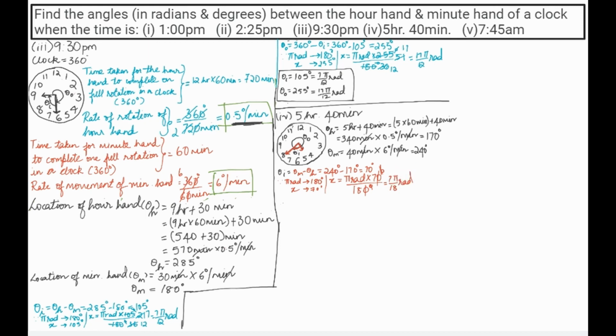Outer angle theta O is simply found by subtracting the inner angle from 360 degrees. So that is 360 degrees minus theta I, which is equal to 360 degrees minus 70 degrees, which is equal to 290 degrees. In terms of radians, pi radians is equal to 180 degrees. So how much is 290 degrees in radians?